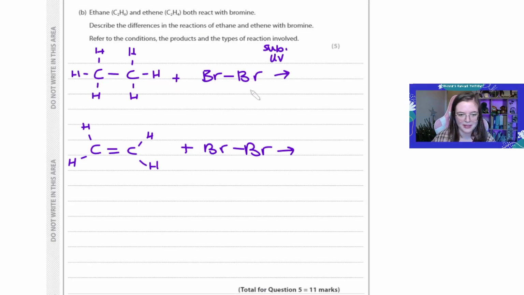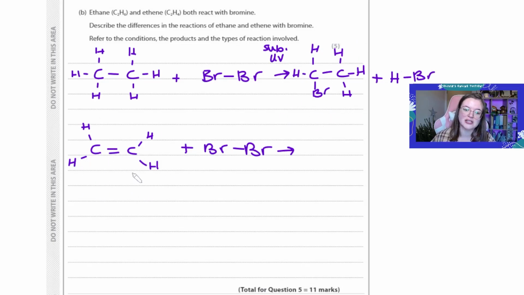And then what happens then, we're substituting one of these for one of these, right? So we're going to get this. Doesn't matter which hydrogen you swap out for bromine, could be any of them. As long as it's one of them, that's fine. So then you get this, you get hydrogen bromide, which is this guy, and you get this guy here, which is bromoethane. And then this one's got more energy, so you don't need ultraviolet light, you don't need any catalyst or anything, you'll just do it on its own.